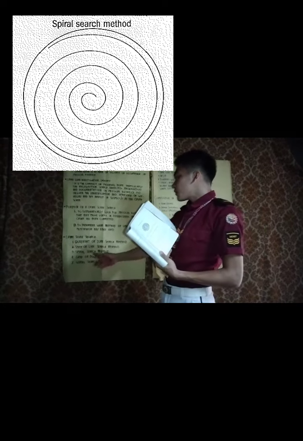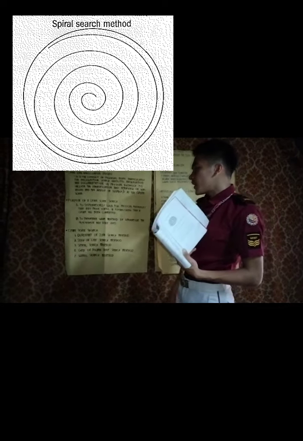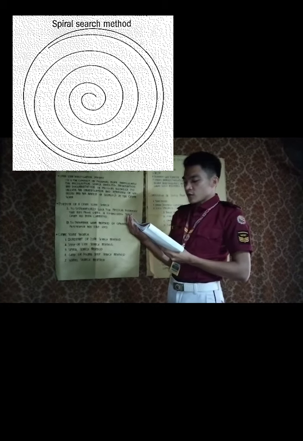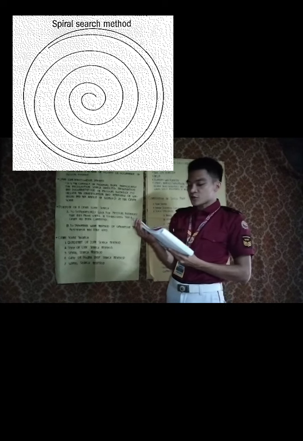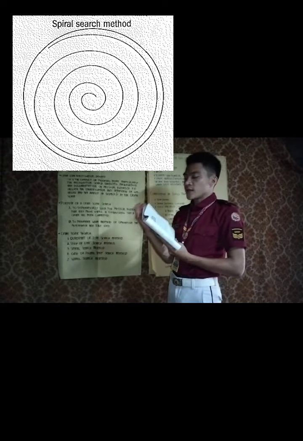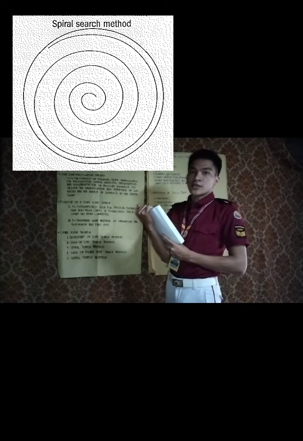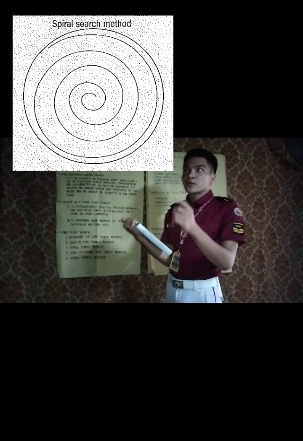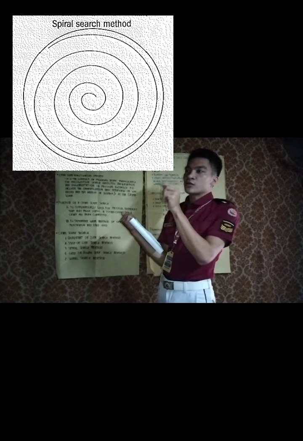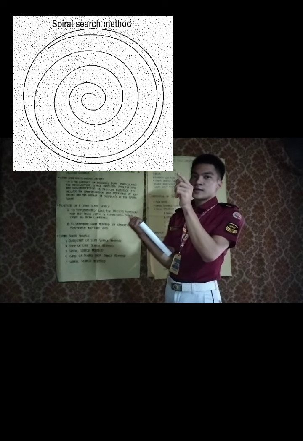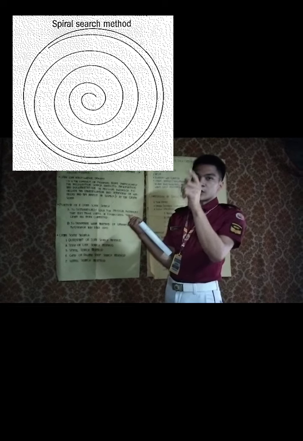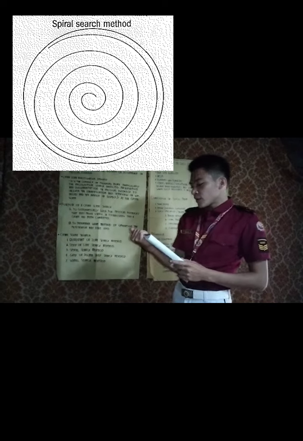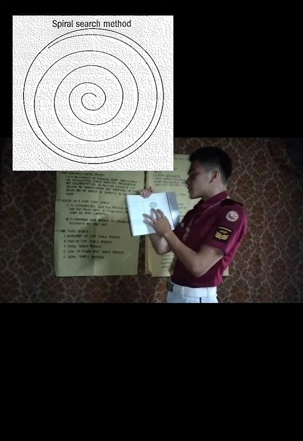So next of the strip or line search method, we have the spiral search method. In this method, the searchers follow each other along the path of the spiral, beginning at the outside and spiraling in towards the center. So this spiral search method is just like a fingerprint. When we say fingerprint, we have a core. So starting with the core and going along with a circle to the exit of the crime scene. So this is the example of the spiral search method.